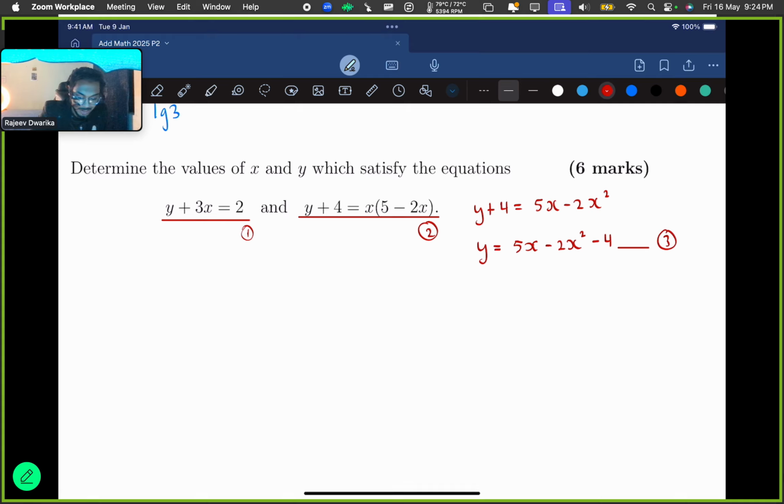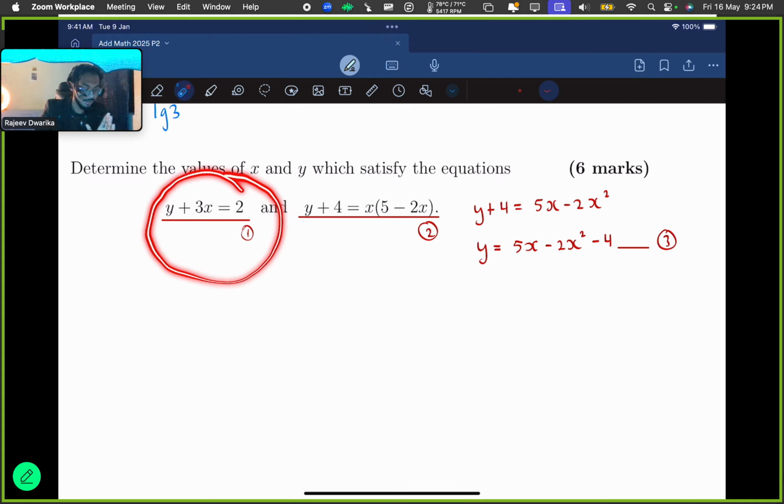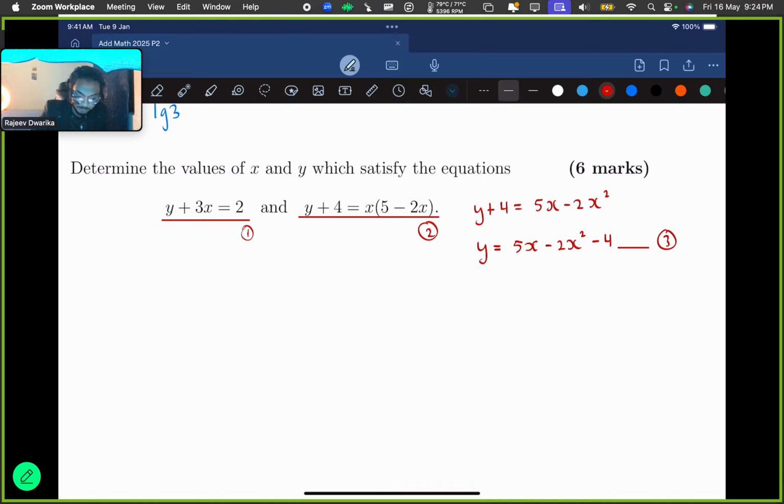So in other words, anywhere I see y in equation 1, which I did not use as yet, I could replace y with what? 5x minus 2x squared minus 4. And I just now replaced y. So this whole thing is y, plus 3x is equal to 2.